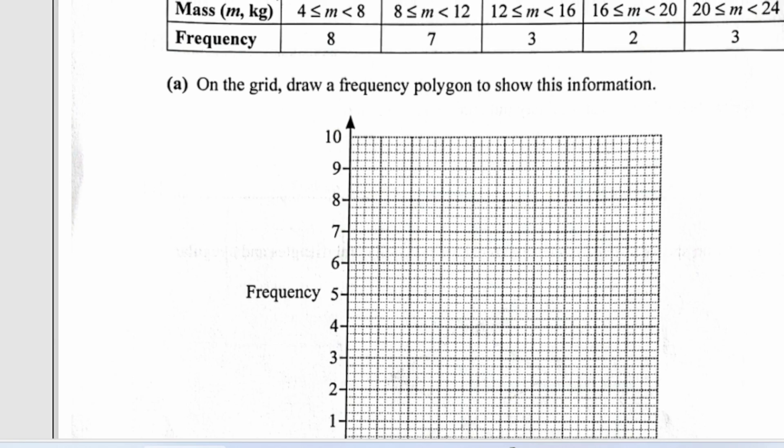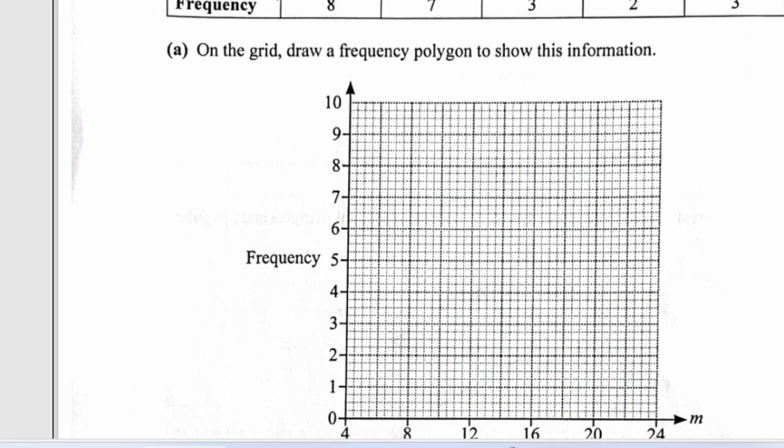The midpoint is going to be 8 plus 4 is 12, 12 divided by 2 is 6. Then 8 plus 12 is 20, divided by 2 it is 10. Then 12 plus 16 is 28, divided by 2 it is 14. Then 16 plus 20 is 36, divided by 2 is 18. Then this is going to be 44 divided by 2, which is 22. So these are the midpoints that we have, and we need the frequency, the masses, to plot on this.